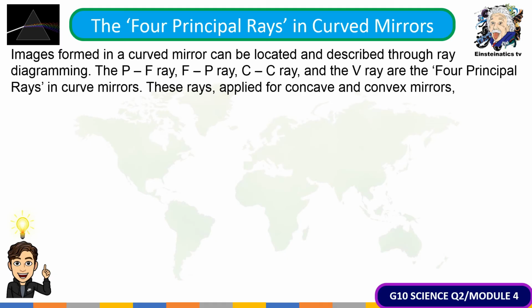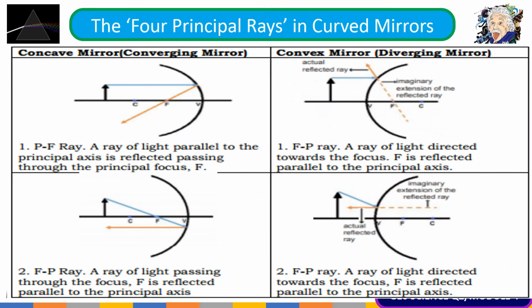And to do that, we must fully understand the four principal rays in curved mirrors. Now, images formed in curved mirrors can be located and described through ray diagramming. So, ano nga uli yung four principal rays? The first one is the PF ray, the FP ray, the CC ray, and the V ray are known as the four principal rays in curved mirrors. And these rays are applied for concave and convex mirrors. Now, let us look at ano nga ba yung PF ray hanggang sa V ray.